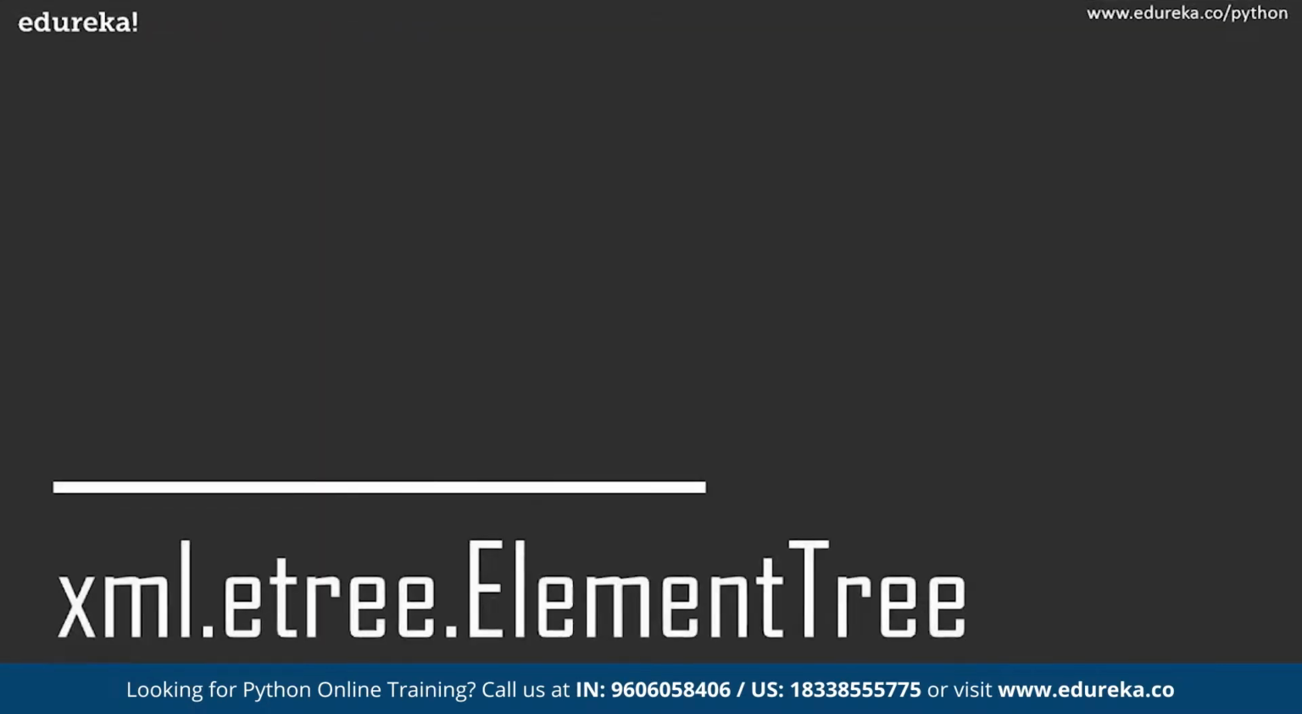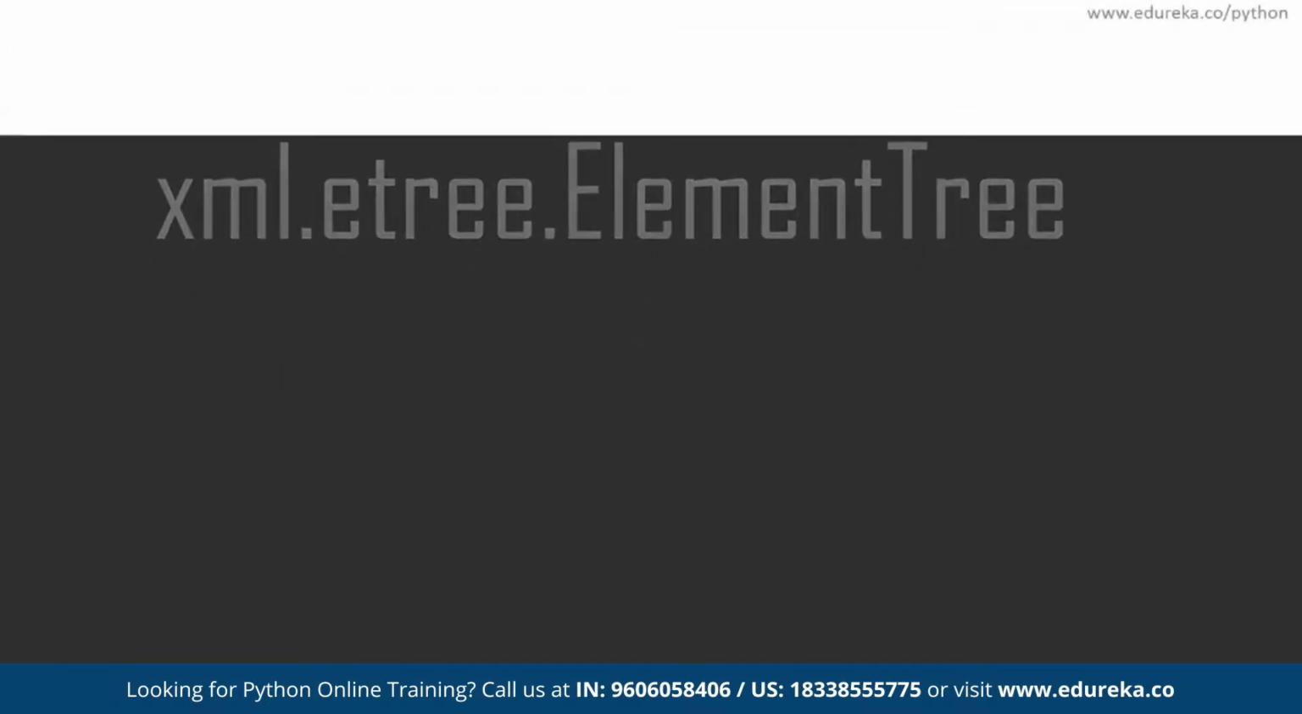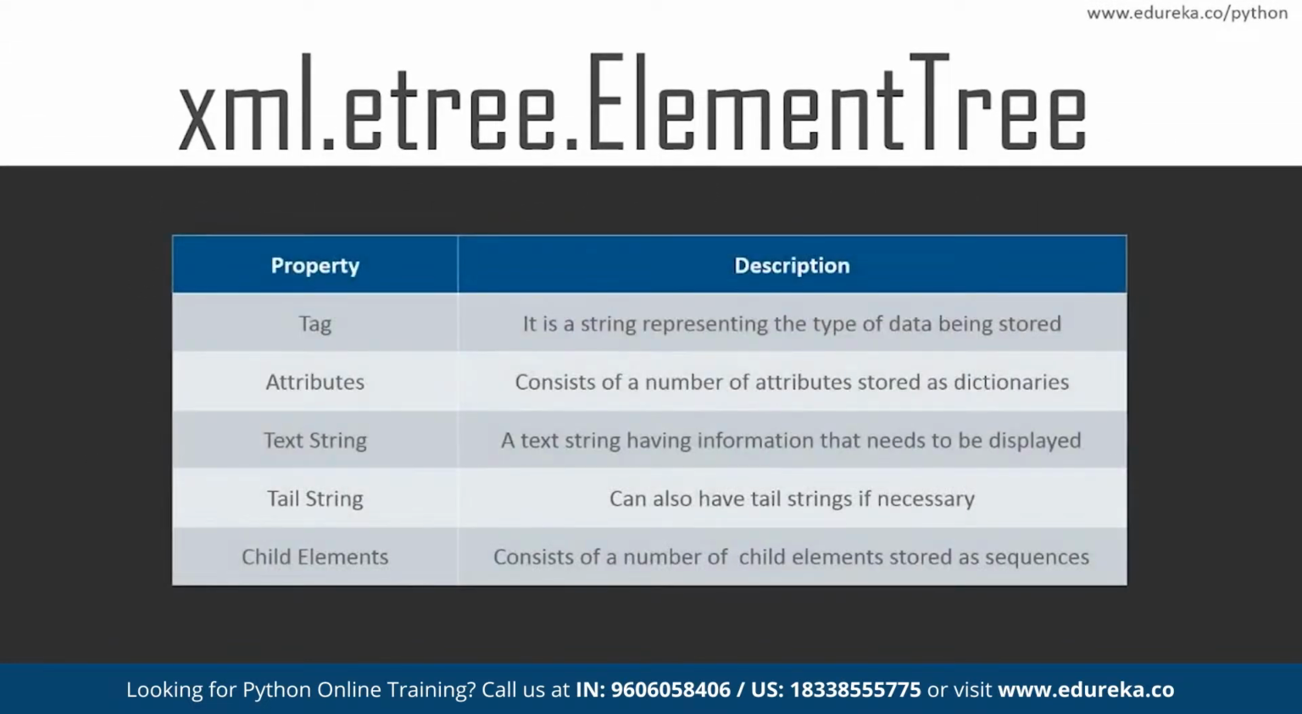Okay, now let's move on to take a deeper look at these modules, beginning with the ElementTree module. As mentioned earlier, this module helps format XML data in a tree structure. ElementTree is a class that wraps the element structure and allows conversion to and from XML. And it has the following properties. Basically, each element present in the ElementTree module will consist of a tag that describes the type of data being stored, the attributes which are stored as Python dictionaries, a text string consisting of the information that needs to be displayed, a tail string which is optional, and child elements which consist of other specific data.